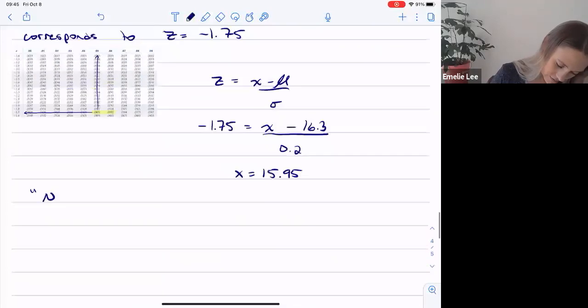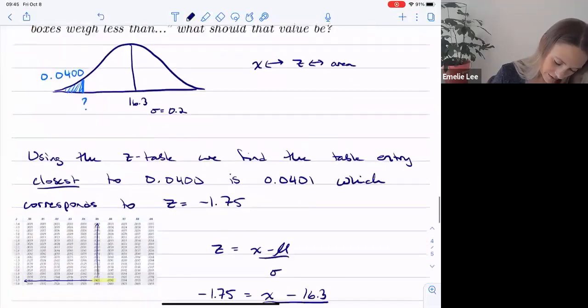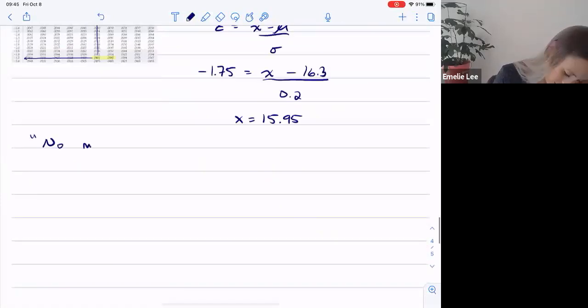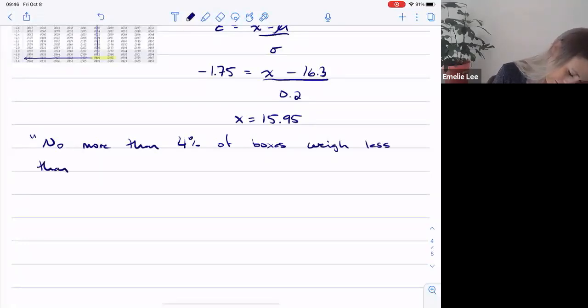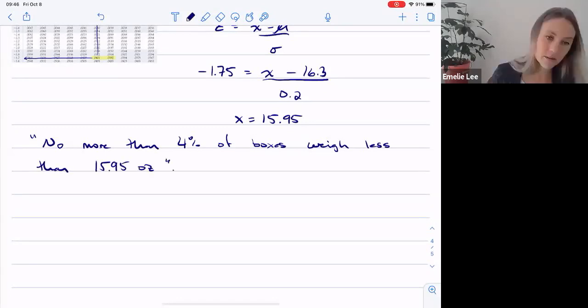What was it? No more than 4% of boxes weigh less than 15.95 ounces.